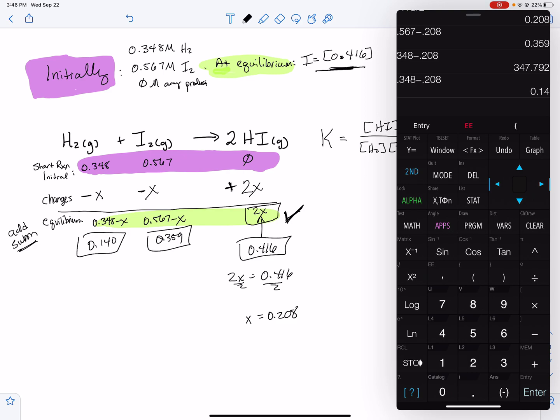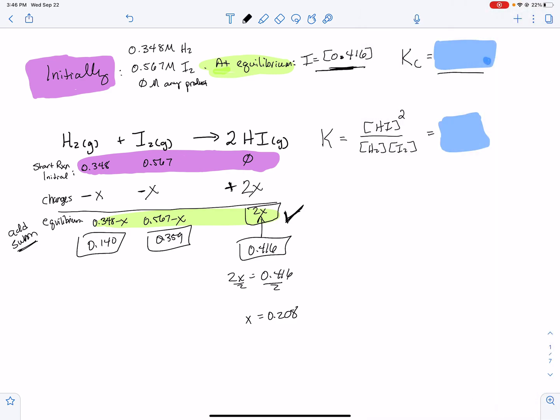If it then wanted you to solve for Kc, you have all the numbers you need. You would just plug in 0.416 squared, times the 0.140, times the 0.359. So do you see how just having this information will let you get to the equilibrium information? You just need a few types of information. So let's change it up.